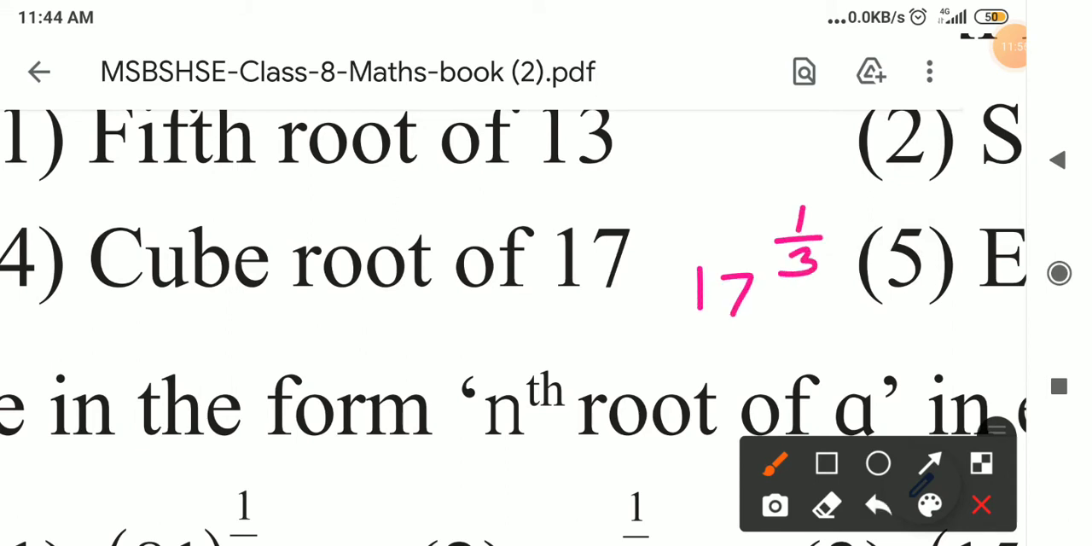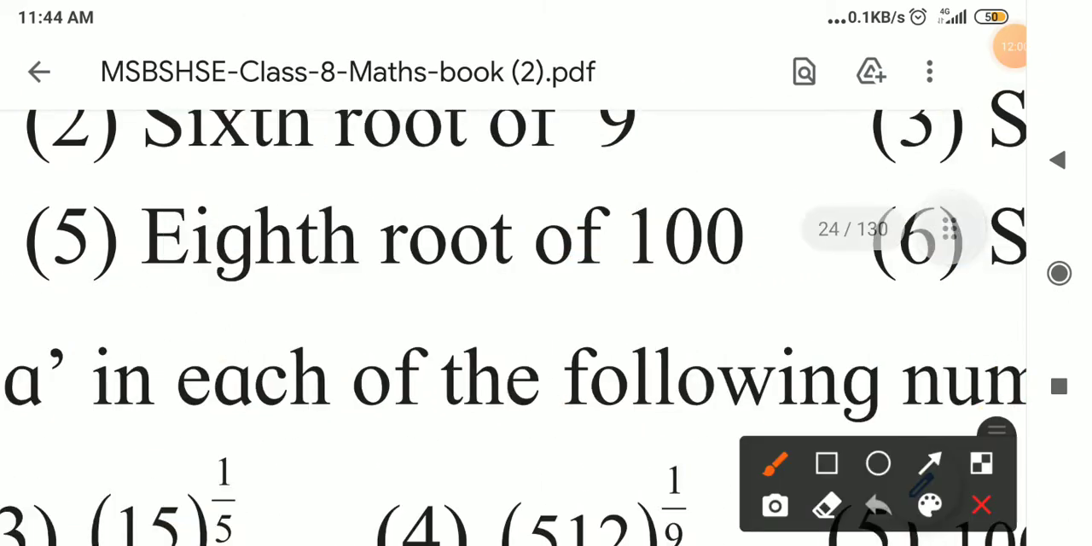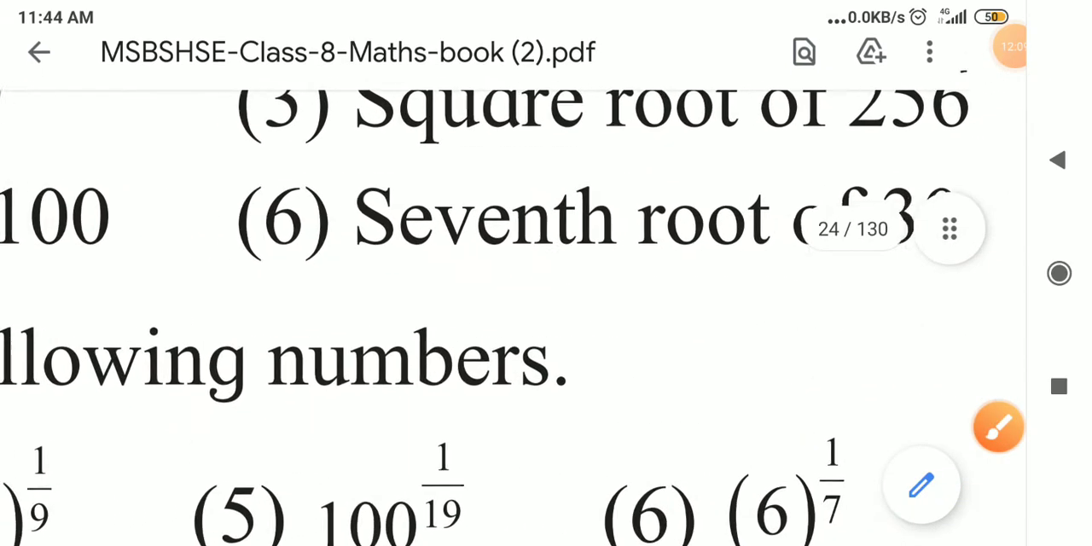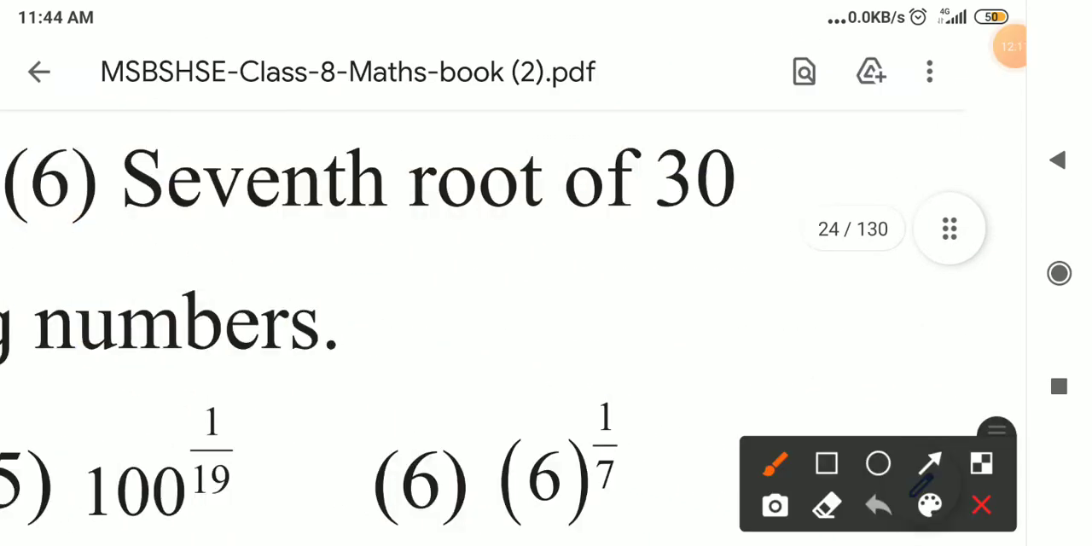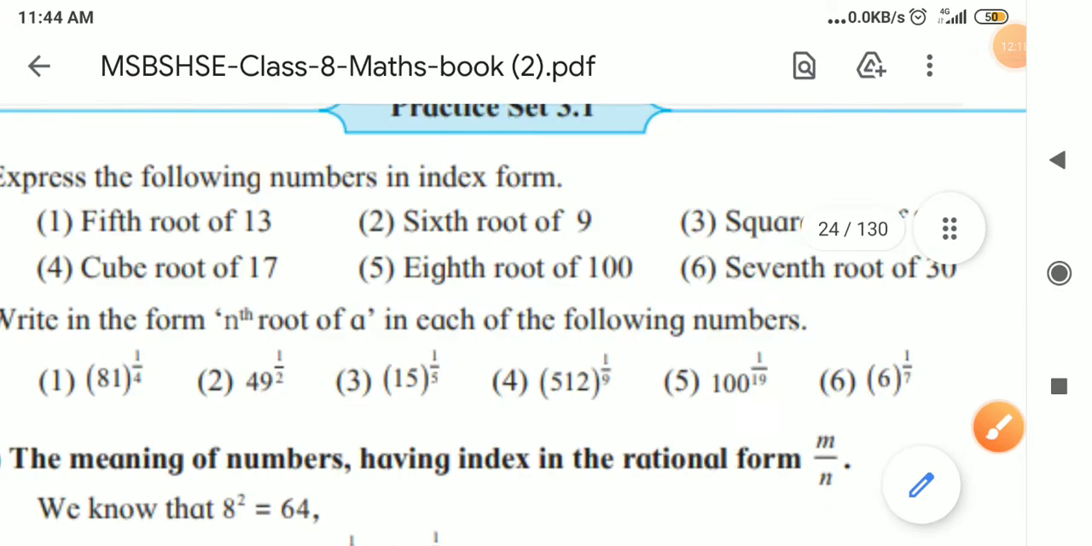Cube root of 17. Next is the 18th root of 100. So 100's power 1 upon 18. And the 7th root of 30 means 30's power 1 upon 7. In this way, all of you complete the first question.